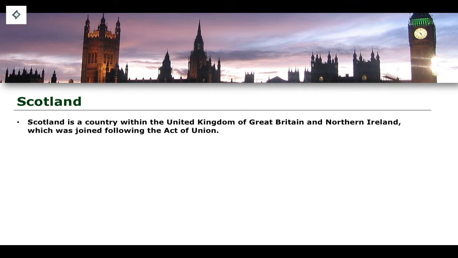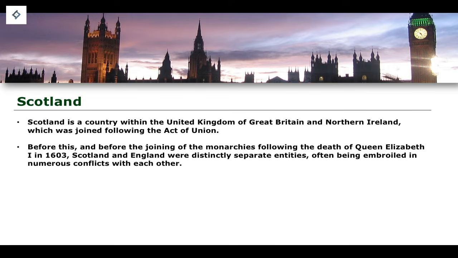Well, when Scotland became part of the United Kingdom, when it became part of Great Britain, it did so under the Act of Union. Before this, and before the joining of the monarchies, which takes place after the death of Queen Elizabeth I in 1603, James IV of Scotland became James I of England, and he became joint ruler of both Scotland and England, being referred to as James IV if you're from Scotland, or James I if you are from England.